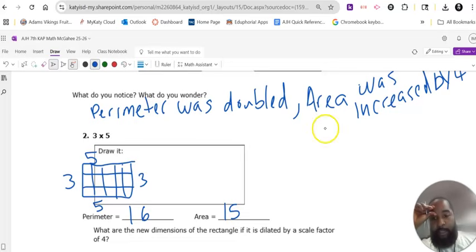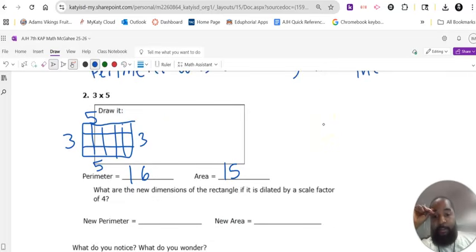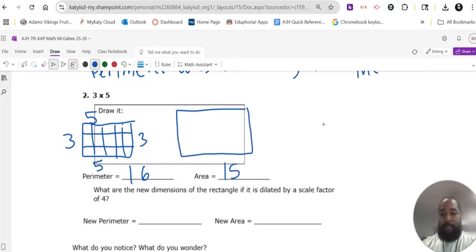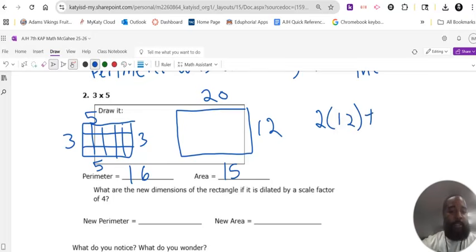If I were to draw a scale factor of 4, that means each of these sides, and I'm not going to draw all of those little squares in here because I don't have time for that. But if I multiply 3 times 4, I know that that's going to be 12, and I know that this side is going to be 20. Okay? So the perimeter of a rectangle with 12 and 20, I'm going to do some quick math here. We have 2 times 12 plus 2 times 20.